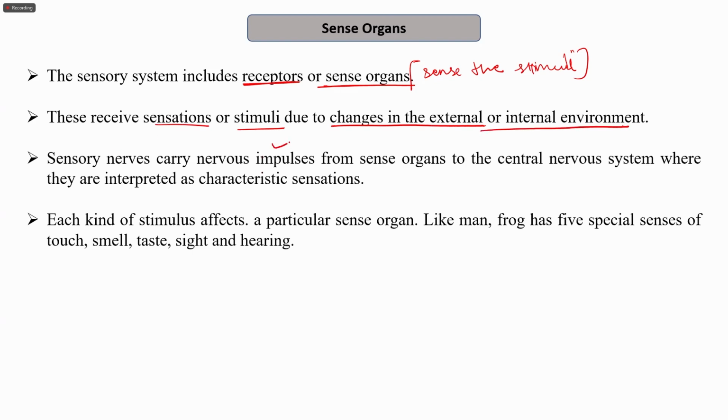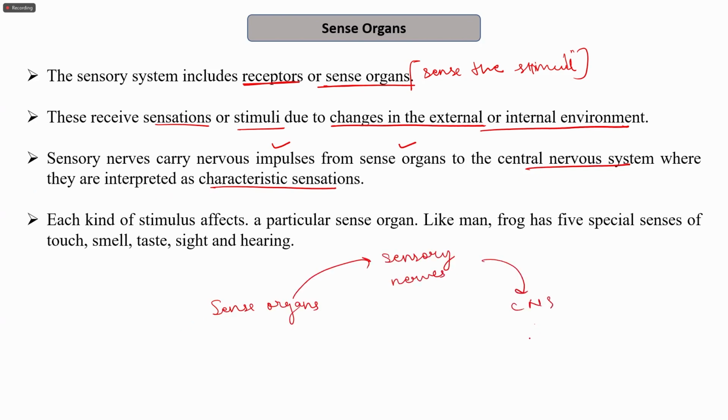Sensory nerves carry nerve impulses from sense organs to the central nervous system, where they are interpreted as the characteristic sensation. So from the sense organ, sensory nerves carry the information to the CNS where the interpretation happens, that is, what action we have to take. Each kind of stimulus affects a particular sense organ. Like man, frog has 5 special senses of touch, smell, taste, sight, and hearing.